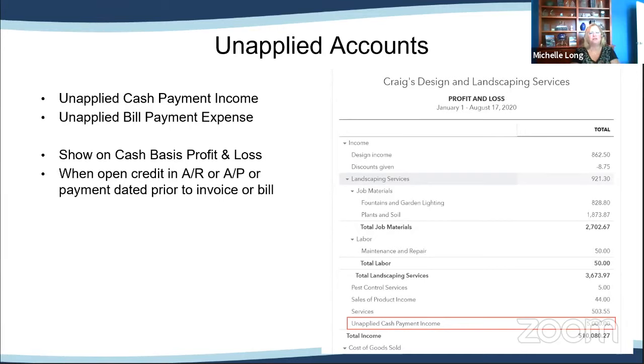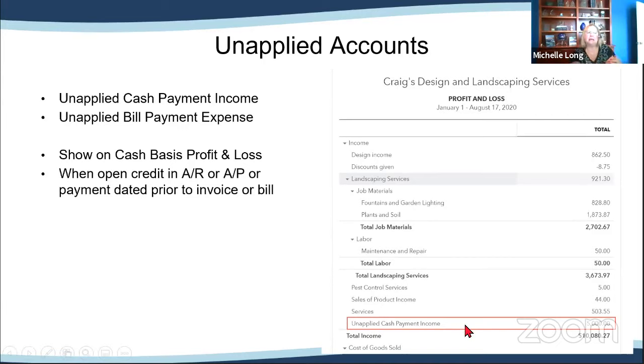And we go over all those details in the advanced cert training, I believe module 3, if you want to go back and look at it. But anyway, if you have a credit sitting in accounts receivable, when you run your P&L on a cash basis, it zeroes out accounts receivable. It doesn't know where to put that account or that income. So it goes into unapplied cash payment income.